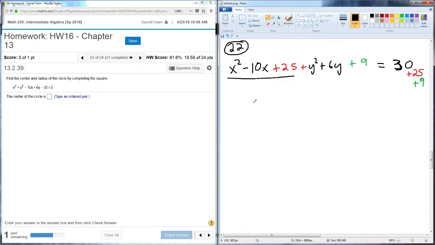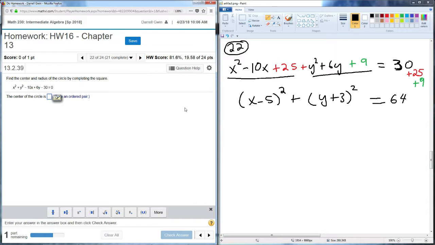So this is x minus 5 times x minus 5, which is x minus 5 squared. And this is y plus 3 times y plus 3, which is y plus 3 squared. 30 plus 25 plus 9 adds up to 64. Seems right. And that should be everything. The center is 5, negative 3. It wasn't so bad.